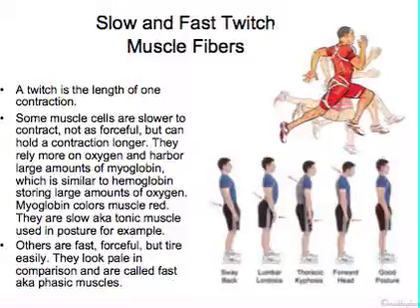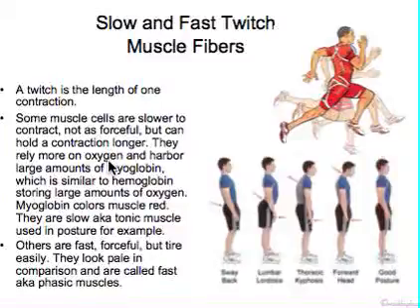When we describe muscle fibers, we also differentiate a little bit further. We have slow twitch fibers and we have fast twitch fibers. A twitch is the length of a contraction. So some muscles are slower to contract and they don't contract as forcefully, but they can hold a contraction longer.